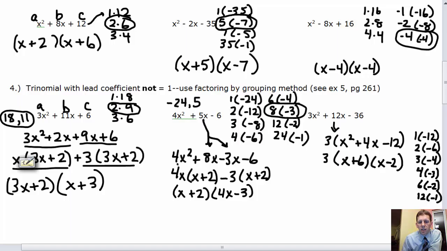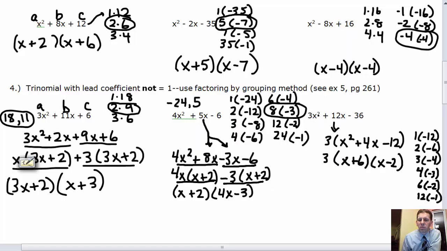Then what you can do is you can take the first two terms, take a 4x out, take the second two terms, take a negative 3 out. Common factor between both of these is x plus 2. If you take an x plus 2 out of here, you're left with 4x. If you take an x plus 2 out of here, you're left with minus 3. Answer, x plus 2 times 4x minus 3.